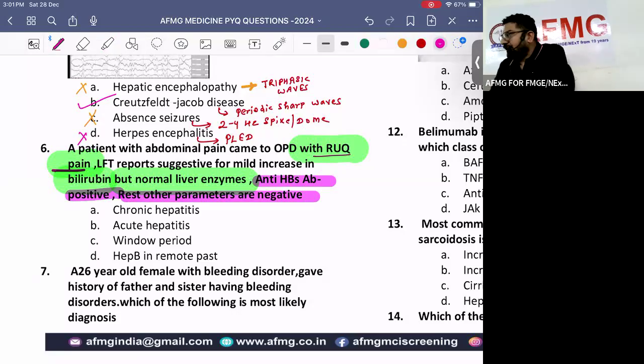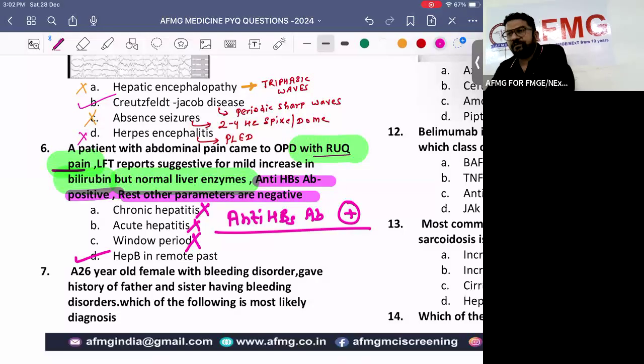Okay, I had told you about SCCES. So what is positive here? Anti-HBs antibody is positive. So generally it is positive when infection is cured. But cure is not in the options. Window period will have only IgM positive. What will be positive in acute hepatitis? HBs antigen and IgM. So again that is not the answer. Chronic will have IgG positive. So if this is positive, it means the patient has had the infection in the past. That means either it is cured or the patient had infection in the past. So the answer will be D.